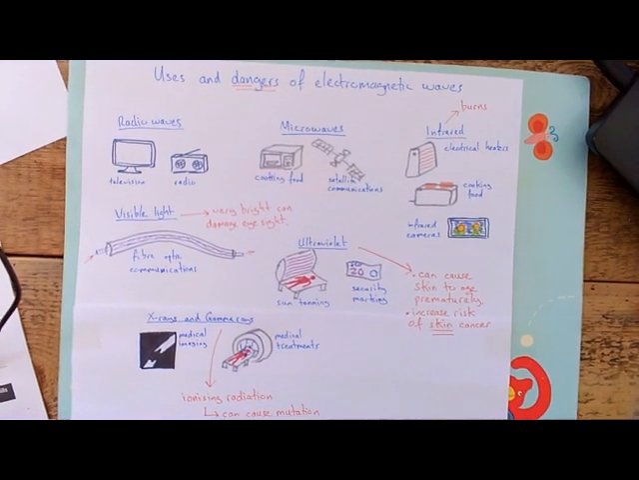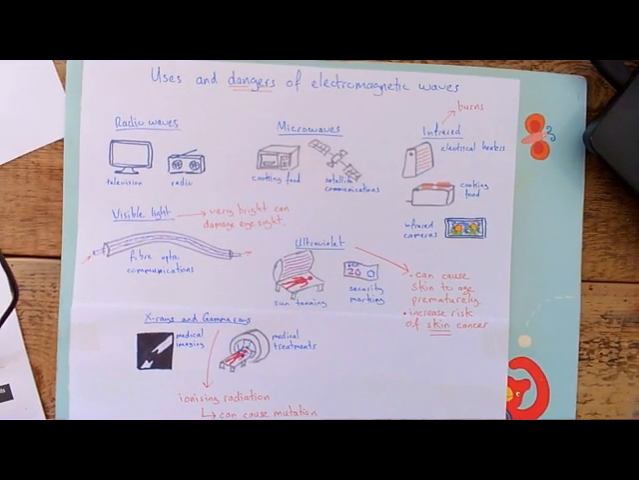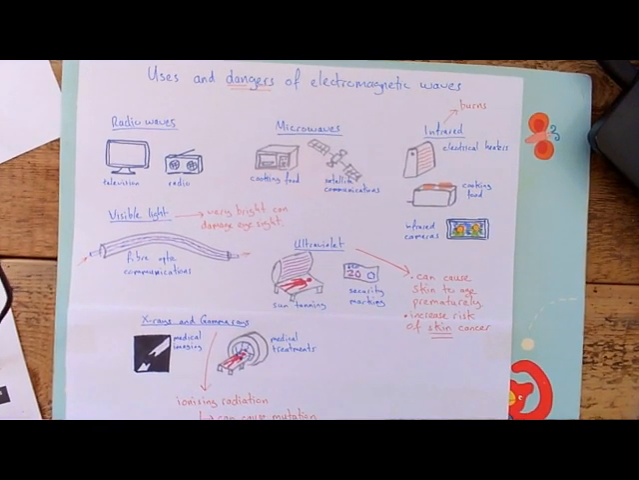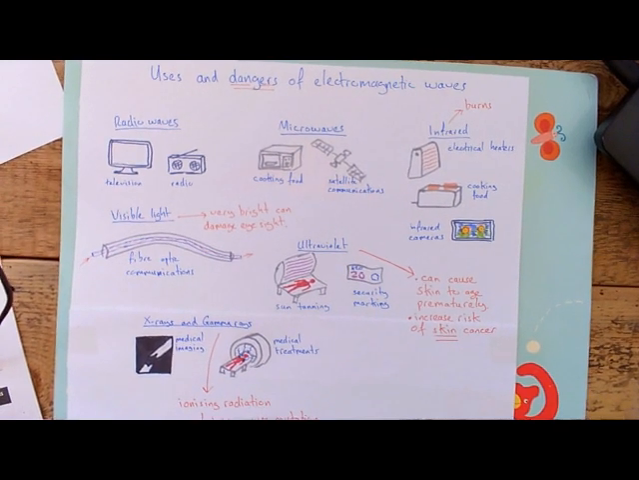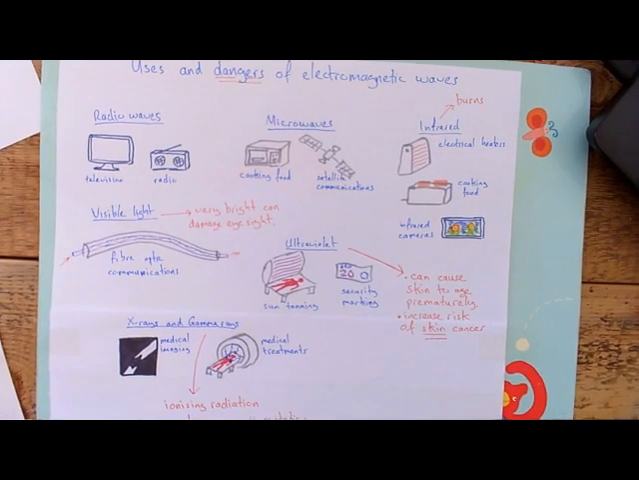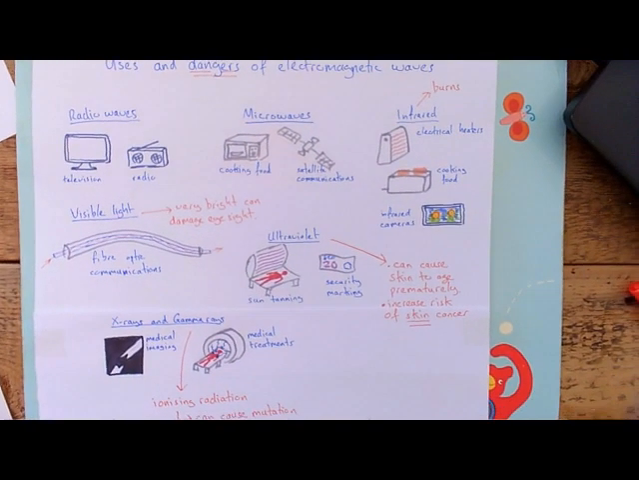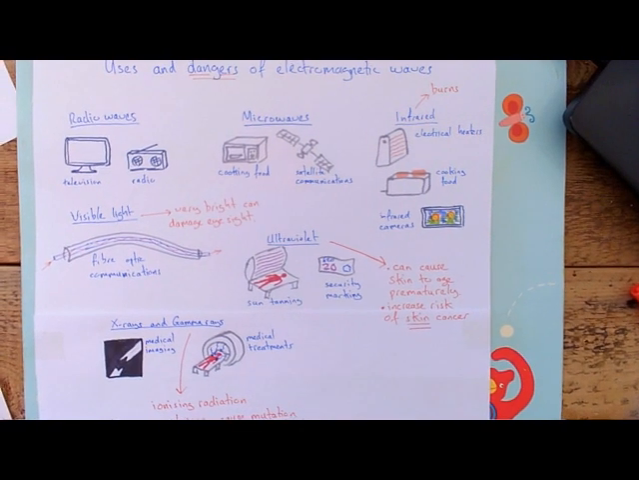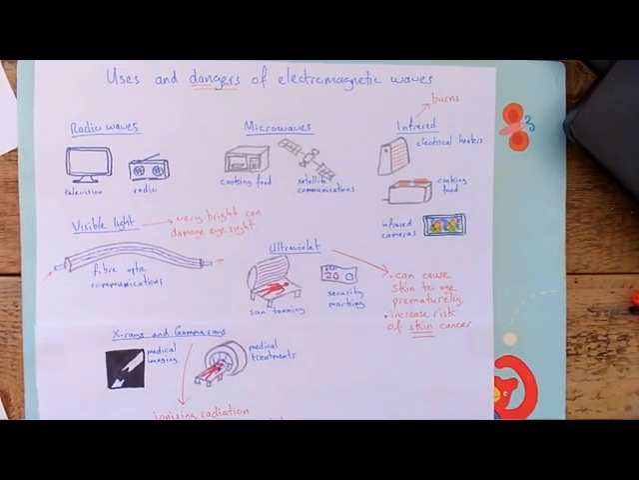So if you can get a nice poster or a nice picture like this in your book to help you learn it straight away, or get on top of it straight away, you're getting ahead there. Okay, uses and dangers of EM waves. You need to know it for each of those parts there. Okay, so I'm expecting to see that in your books.